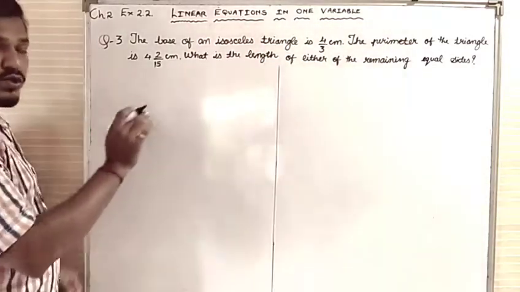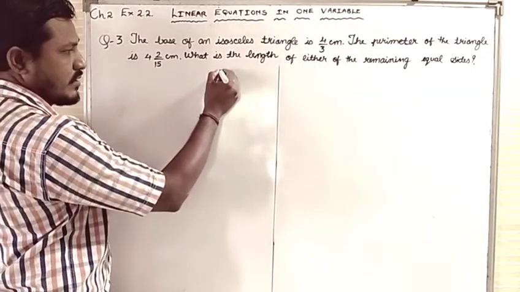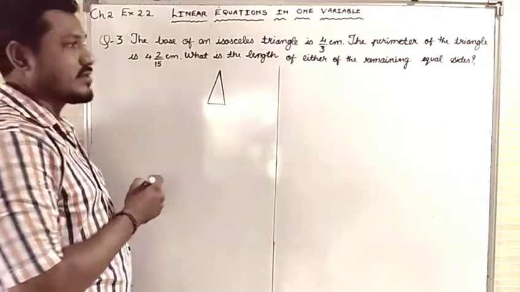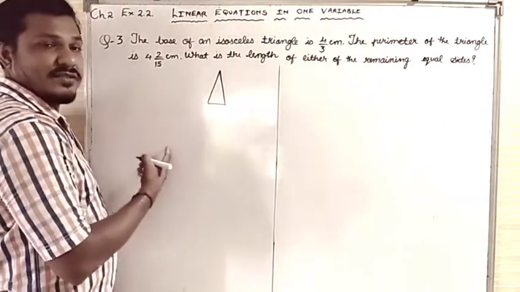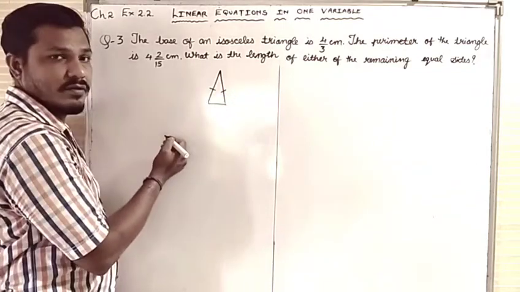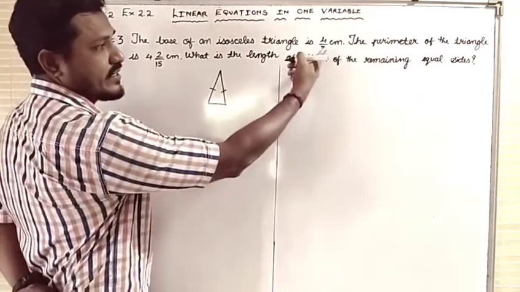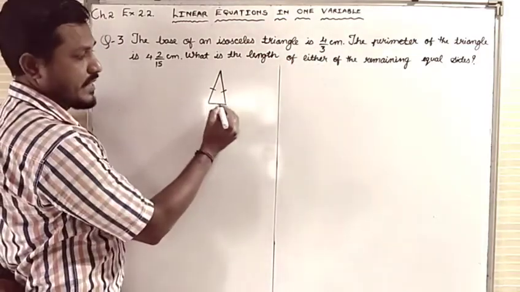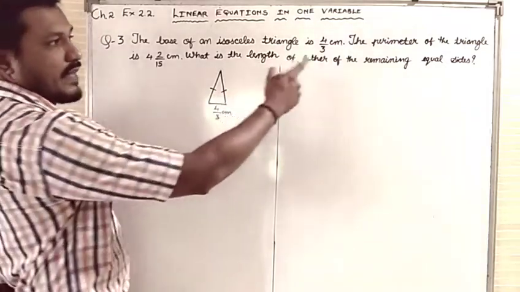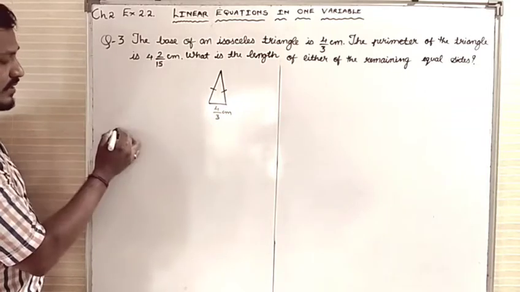Now first of all, you should know what is an isosceles triangle. Let me draw an isosceles triangle for you so that you can understand the thing properly. Isosceles triangle means whose two sides are equal. Now in this, the base of the isosceles triangle is given 4 by 3 centimeter. Means base, they are talking about this base. Perimeter of the triangle is also given.